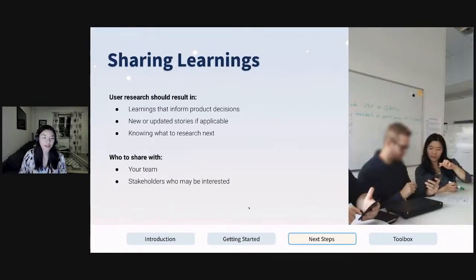After that, you would have to share your learnings. The point of doing user research is actually to have something come out of it, either learnings that directly affect your products, updated stories to work on, or knowing the next step to research as well.